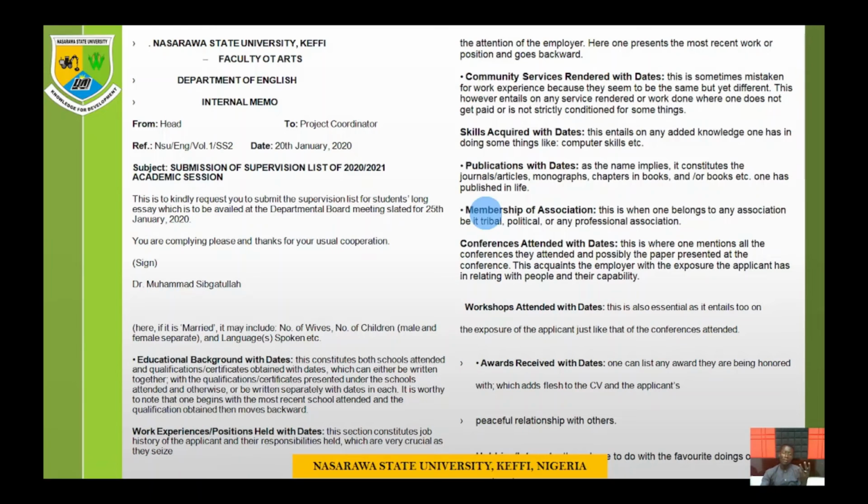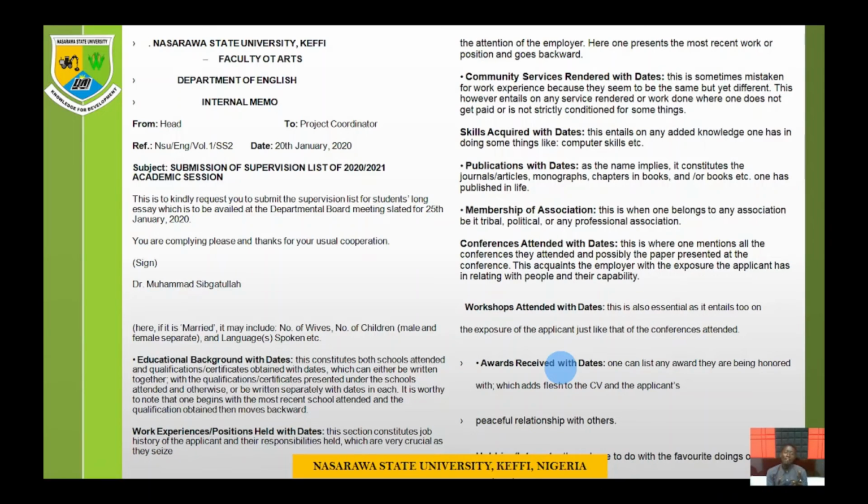We have conferences attended with dates. This is majorly for scholars or lecturers, or even people in some workplaces that have conferences they attend. They can also put workshops attended with dates, which is another feature. If you have attended any workshop, you can put it. Awards received with dates. If you have been given any awards, you can put them, and the rest. All these things depend on who you are.